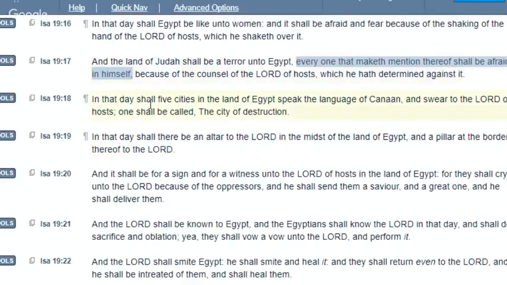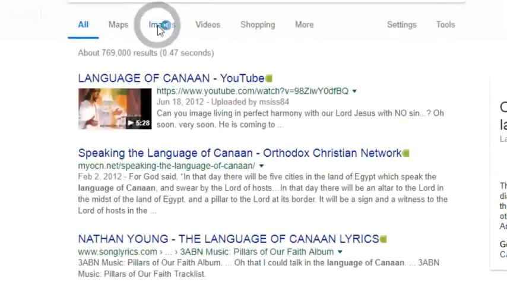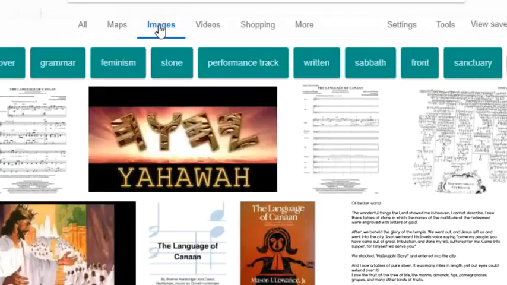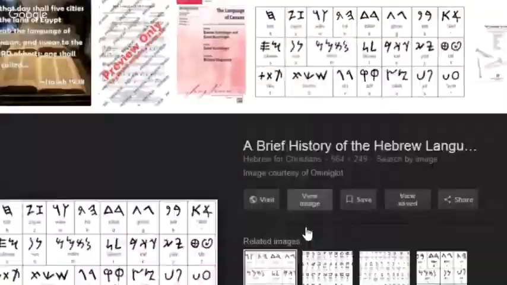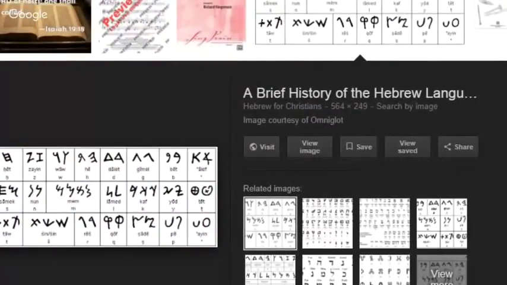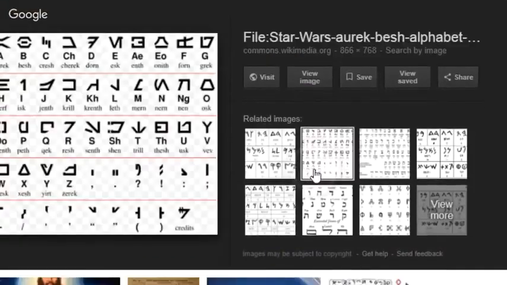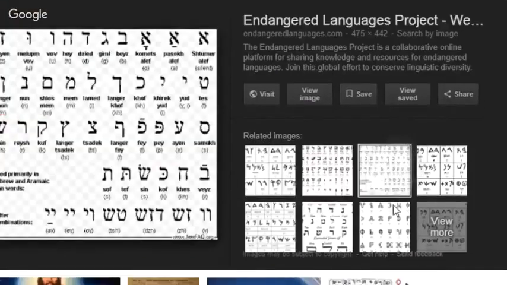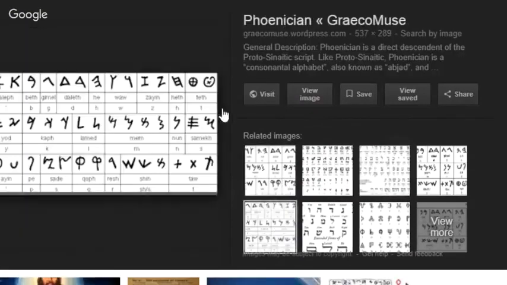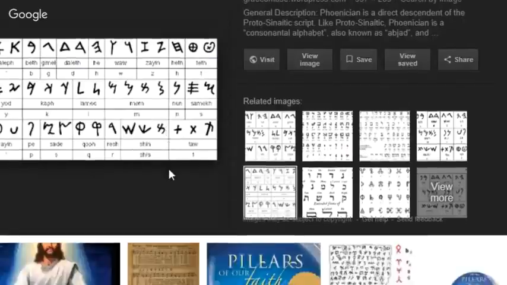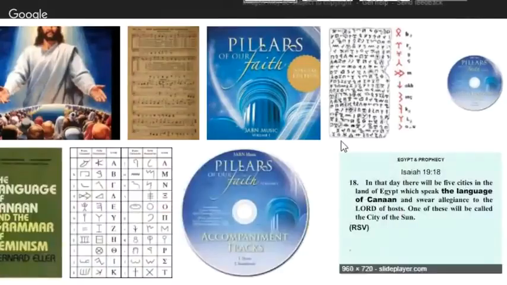It says, in that day shall five cities in the land of Egypt speak the language of Canaan. And that's what we're coming back to. We're coming back to the language of Canaan. And when you go and you do your research or you search images on the language of Canaan, what do you come up with? The Hebrew, the ancient Hebrew, the Paleo Hebrew, the Lashon Kodesh. That's what it goes back to, the language of Canaan.